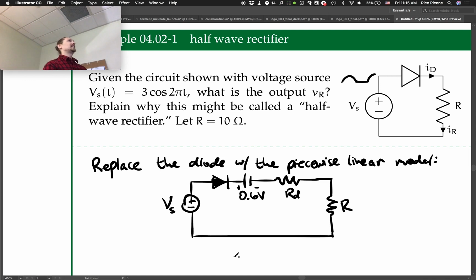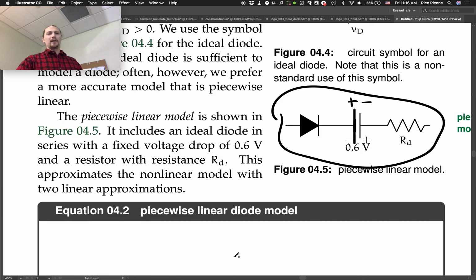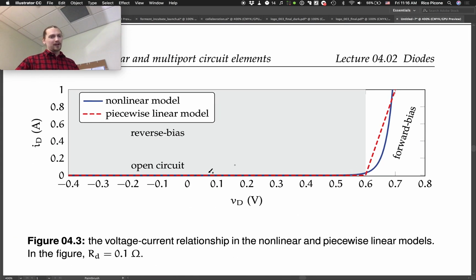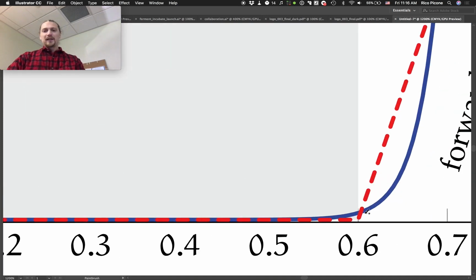I should say this is the model. It's very close to 0.6 volts, but if you go back up, the nonlinear model is a little bit closer to reality. Notice how the nonlinear model, if we zoom in here, starts to rise before 0.6 volts, so it's not a perfect transition, but it's around there. It's a pretty good approximation for most cases.